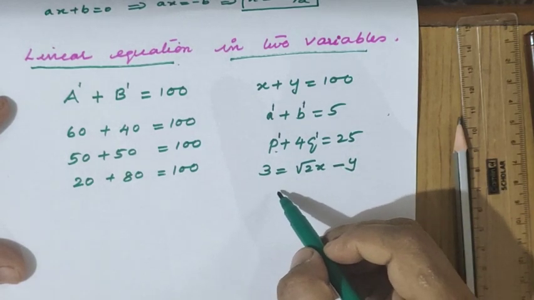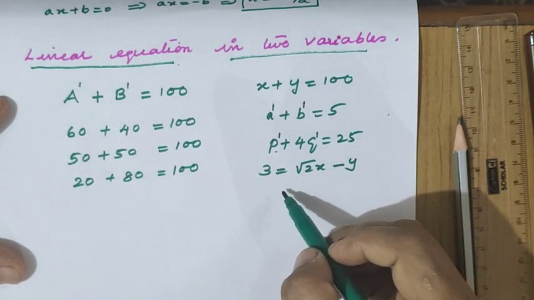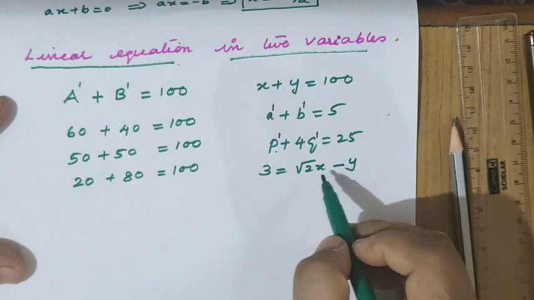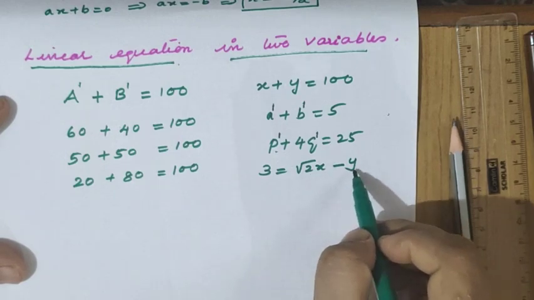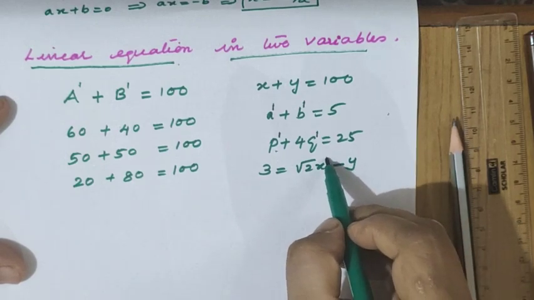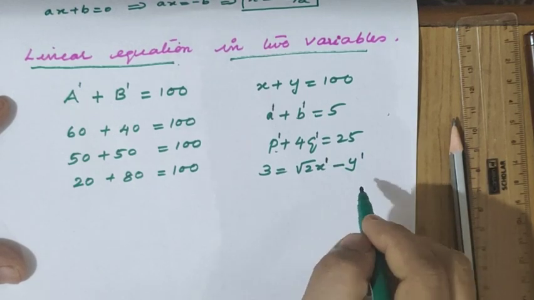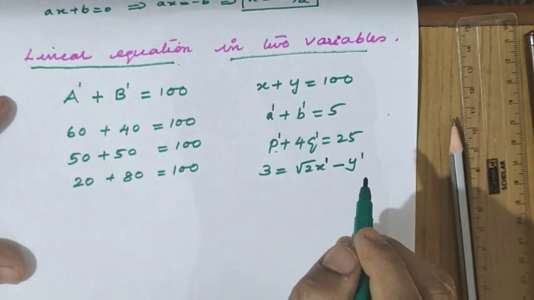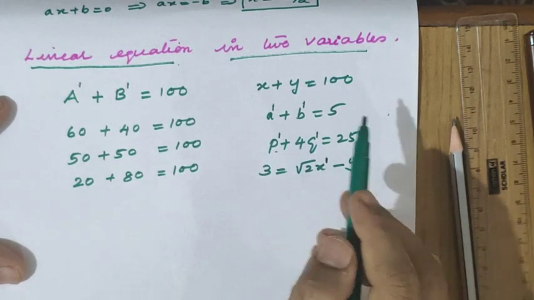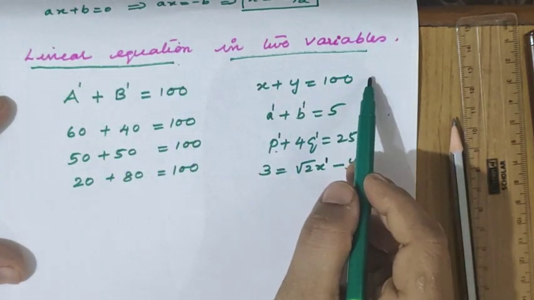Now another example, you can see 3 equal to root 2x minus y. So what are the variables? We have used x and y only. What is the power of x? That is also 1, and y also 1 only. So it is also a linear equation, and the variables are 2 this time. So it is called a linear equation in two variables.